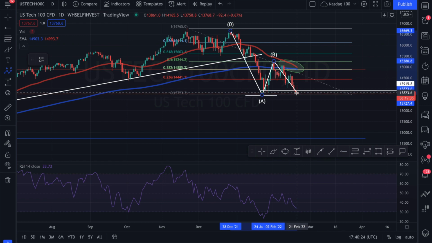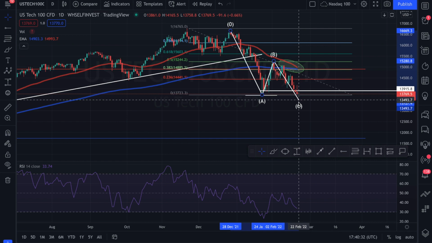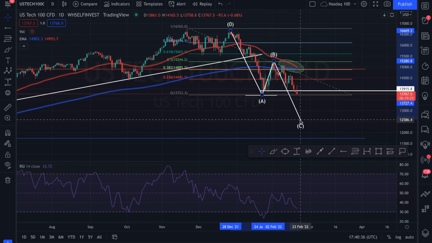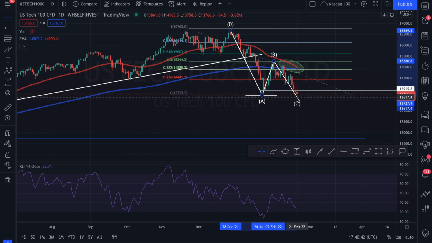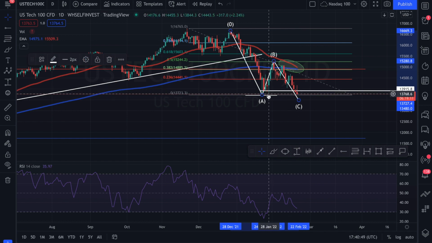But for those who are not aware, when there is an ABC correction taking place, the C leg has to always go lower than the A leg, and it could just be this lower. But on the flip side, it could be a move down towards 13,000. It could even be lower. It could even be down to 12,500. But one rule is that C leg has to be lower than the A leg. So it may be that we just go maybe 100 or 200 points lower than that January 24th low.